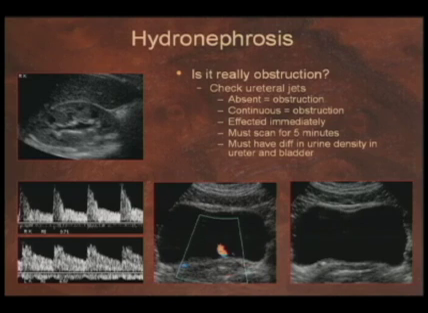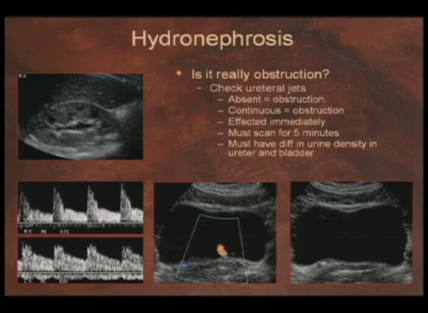The disadvantage is that you have to scan through the bladder for 5 minutes in order to make sure that the ureteral jets are clearly absent. And you also have to have a difference in the density of the urine that's exiting the ureter and the urine that's residing within the urinary bladder.